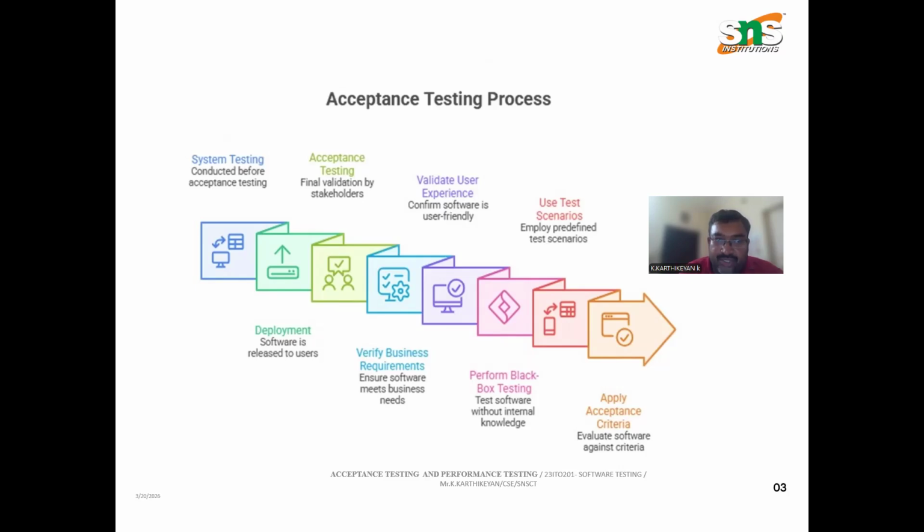Second, the software is released to the user, for example accepted by the customer, the final validation by the stakeholder. After that, they ensure the software meets business needs, whether it is okay or not. Third, confirm the software is user friendly from the stakeholder and customer side, and test the software without internal knowledge. Employ predefined test scenarios and evaluate the software against the criteria, test case 1, 2, 3, 4, 5. This is acceptance testing.